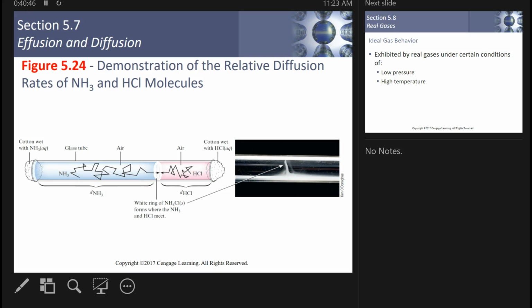Since this is going to effuse slower, this is what it should have looked like, by the way. You would have this white cloud forming. We found a video. Ammonium chloride is a white cloud, a white solid. No, it won't be in the middle. Why won't it be in the middle? It will be closer to the heavier end because the heavy gas is the one that's going to move slower.